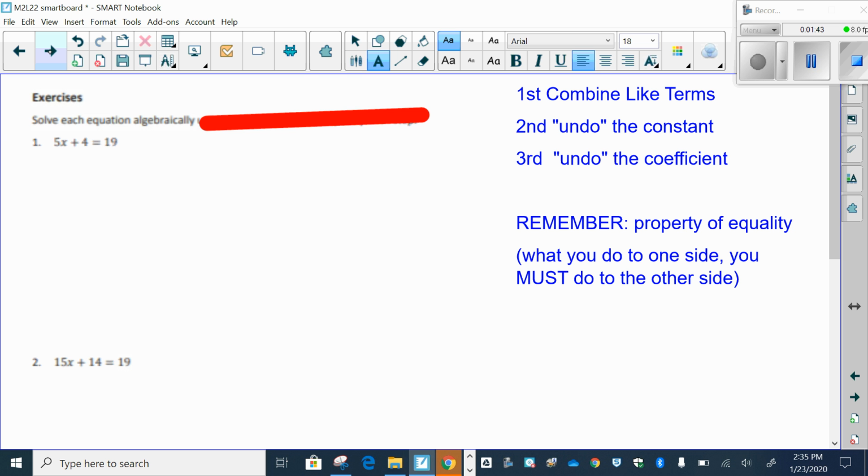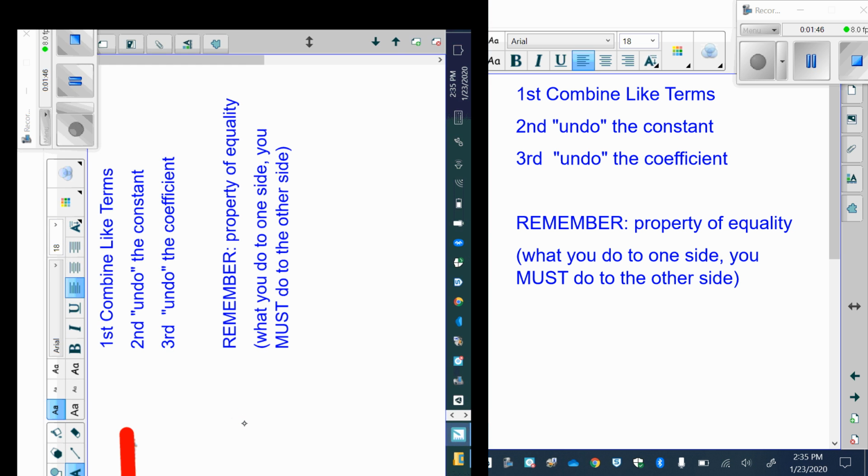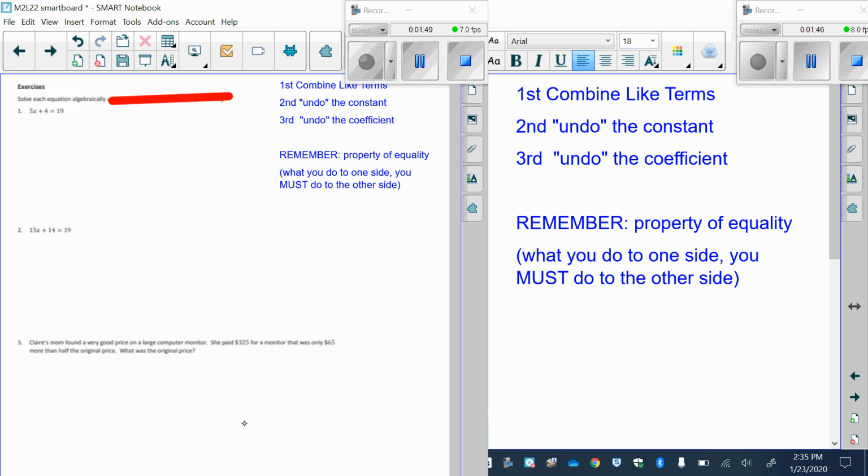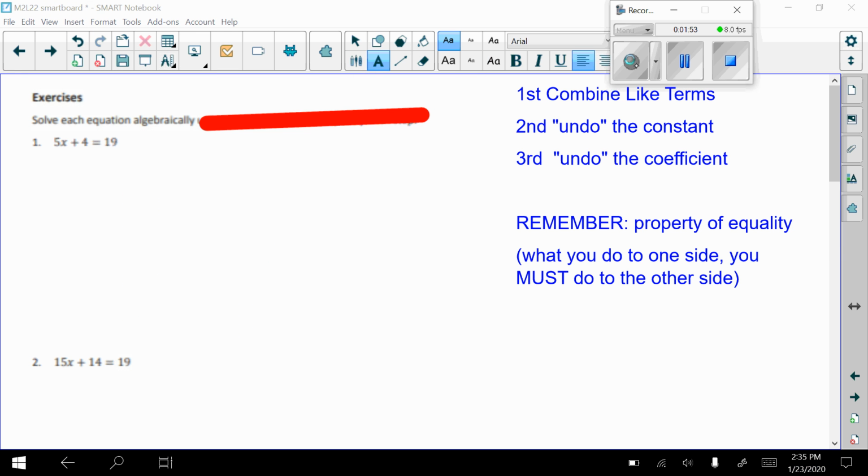All right, here we go. 5x plus 4 equals 19. Sorry if I just made you all sick. Okay, sorry about that. Hopefully this is better.